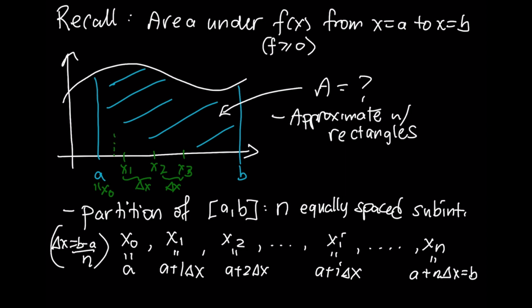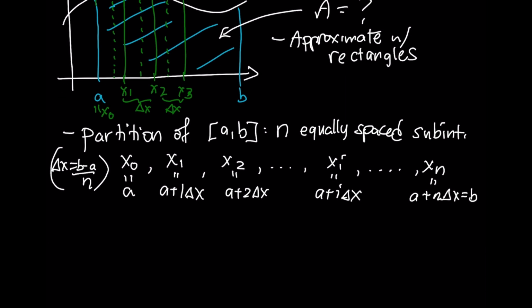equal. You pick some sample point somewhere in that subinterval and you build a rectangle based on where that sample point intersects your function. So if you do this for all the subintervals, the area underneath the curve gets approximated by the areas of these individual rectangles.